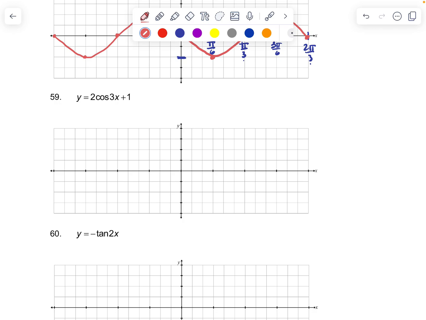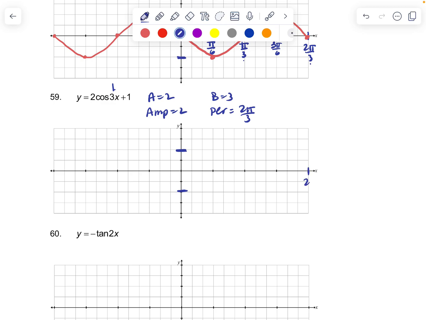This one, let's see, my a value on this guy is 2, which means that my amplitude is also 2. So I'm going to go up 2, down 2. My period is, oops, let's do the b first. Sorry about that. The b value is 3. It's the number in front of the x. That means my period is going to be 2 pi over b, or 2 pi over 3. Very similar to the one above.